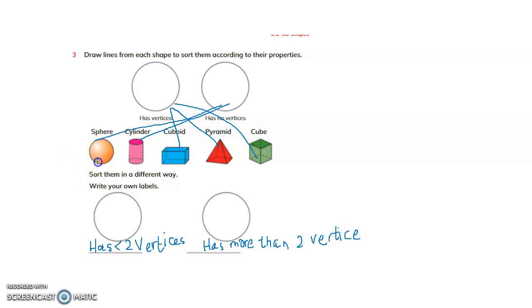We know a square has no vertex. Like the cylinder, no vertex. Cuboid has more than 2 vertices. This also has more than 2 vertices. This also has more than 2 vertices. So this is another way of sorting it.